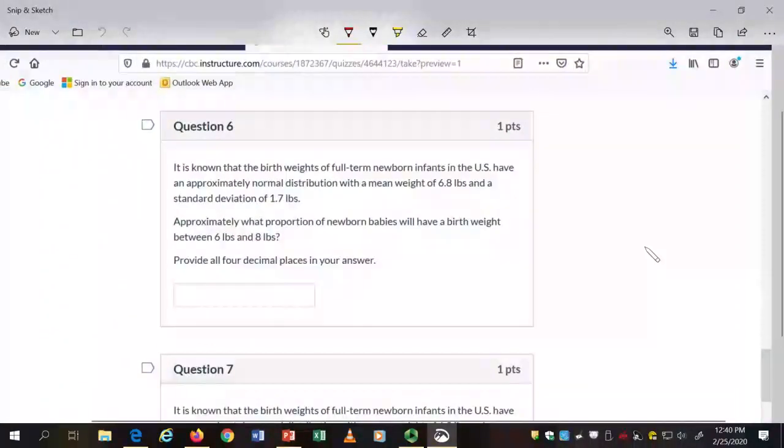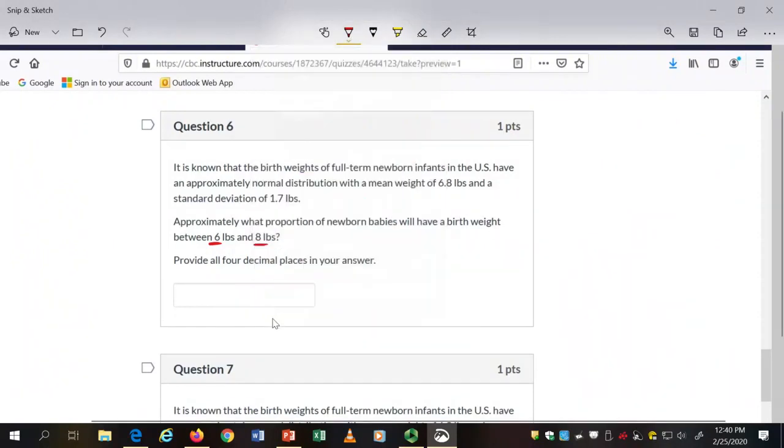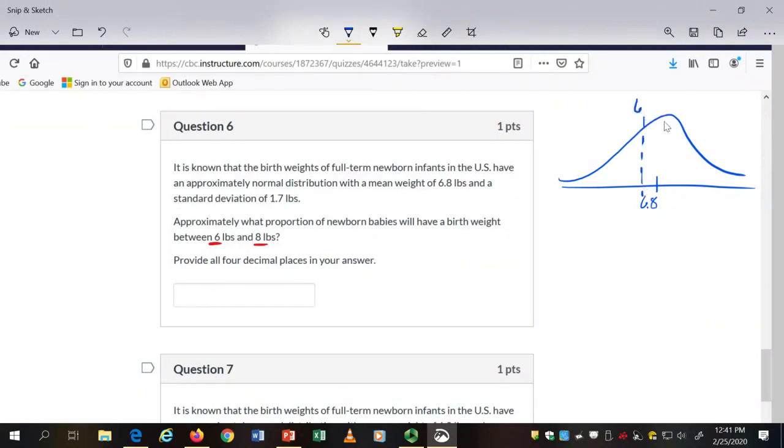So I'll just bring it up here. So first, there's basically 2 cutoffs, 6 and 8. All right, so there's a normal distribution, centered at 6.8. And then I'm looking for what proportion will be between 6 pounds and 8 pounds. So I'm looking for an in-between probability. In-between probabilities require 2 z-scores and 2 probabilities.